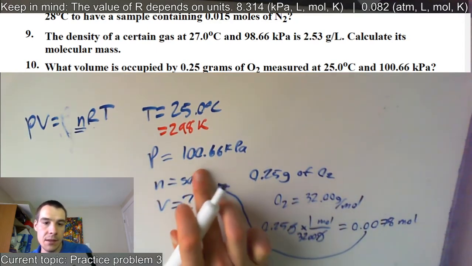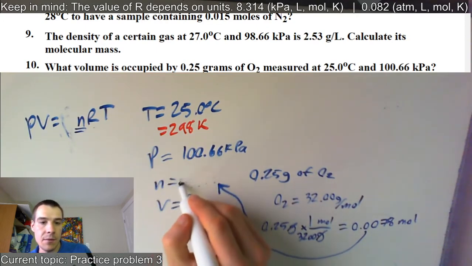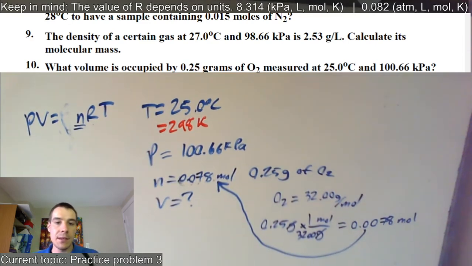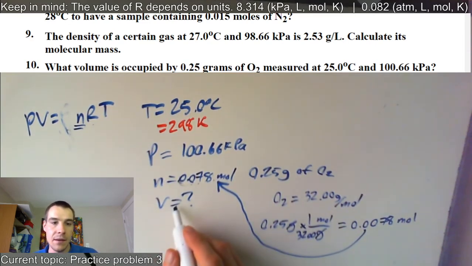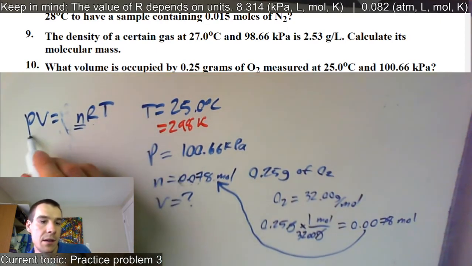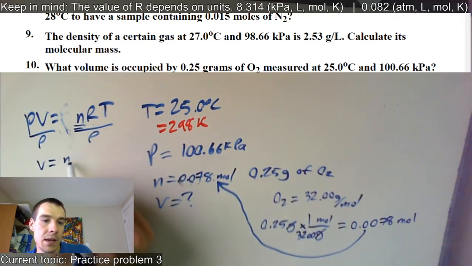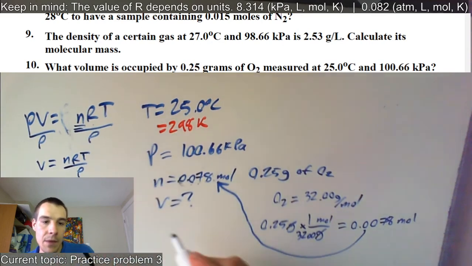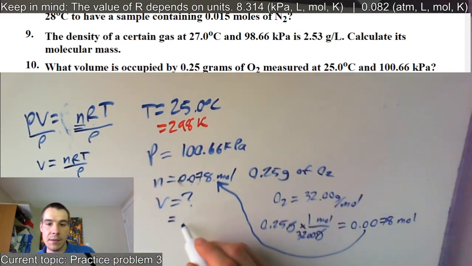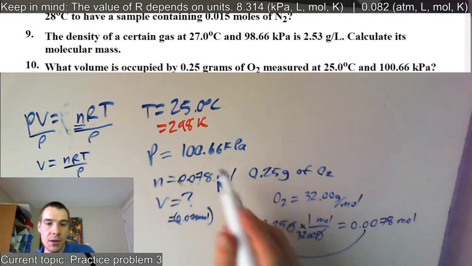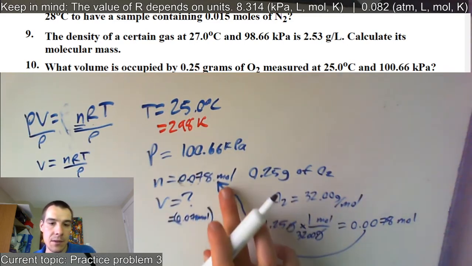Hey, back to unit 3 type stuff. 0.0078 moles. And now we can solve for V. PV equals nRT. Divide by pressure so that we can isolate volume. Volume is nRT over P. So that's going to be N times R times T over P. So 0.0078 moles times, we've got our pressure in kPa.